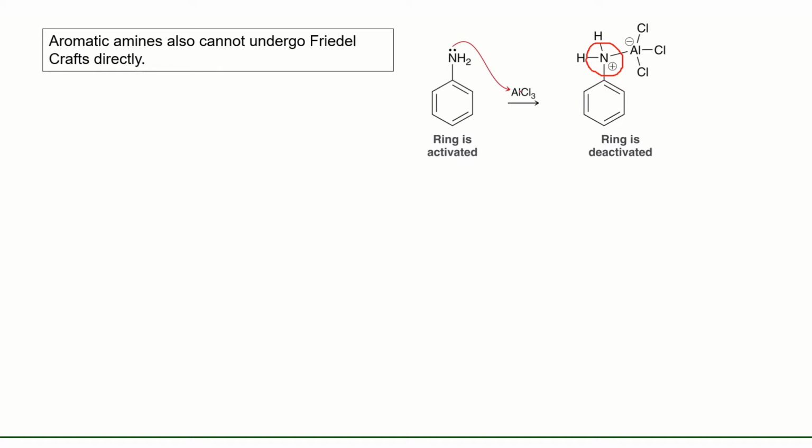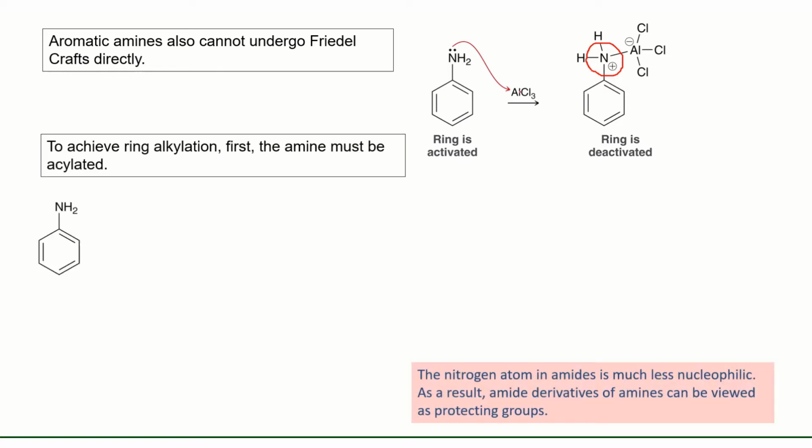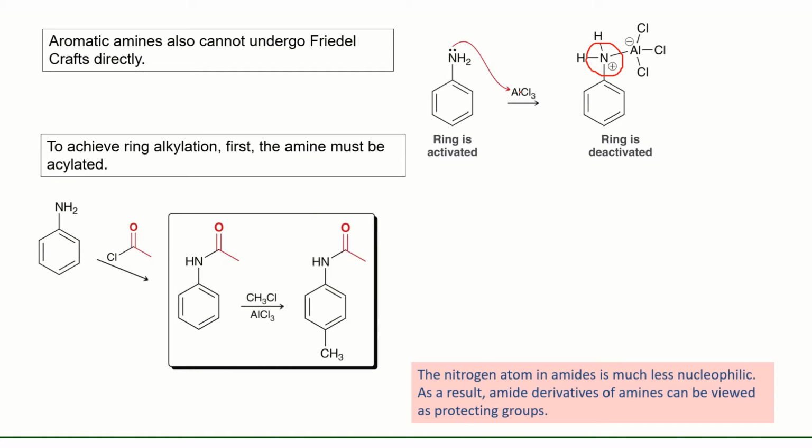So what we can do is, again, we can acylate, and once we acylate, then the nucleophilicity of that nitrogen has dissipated, and so it will not bind to the aluminum trichloride, and so now we can carry out our Friedel-Crafts without much difficulty. And then of course we can go ahead and deprotect.